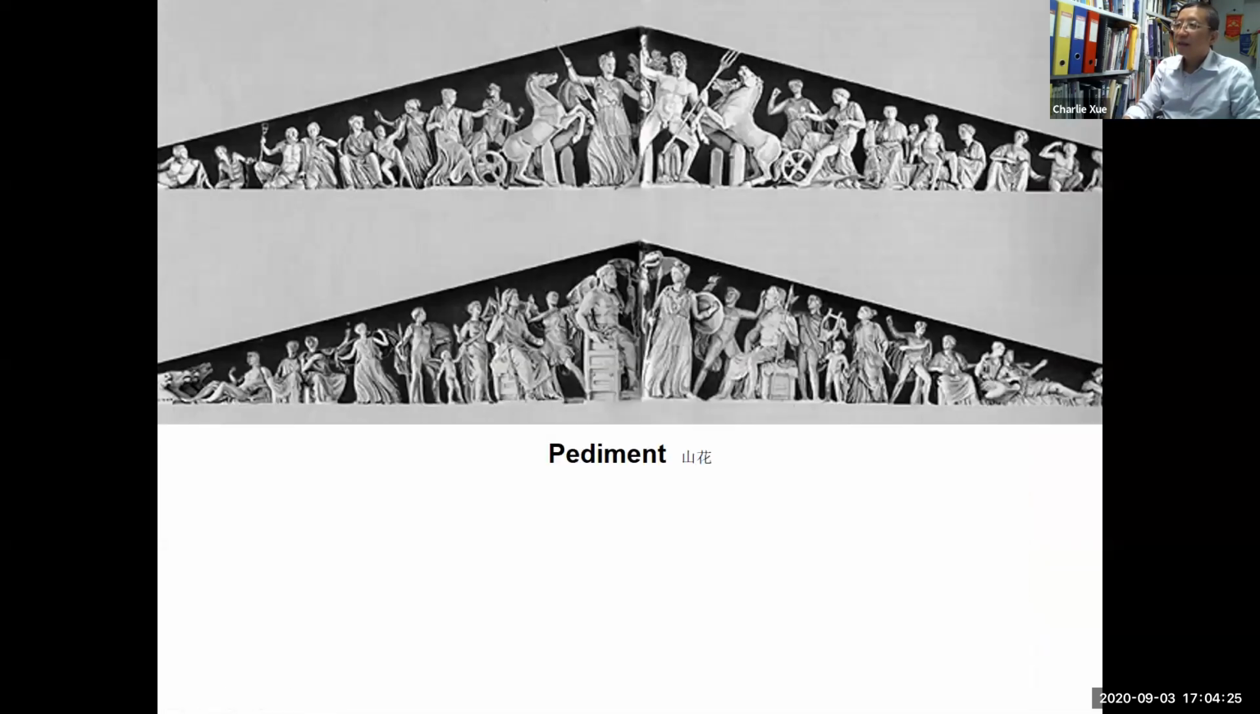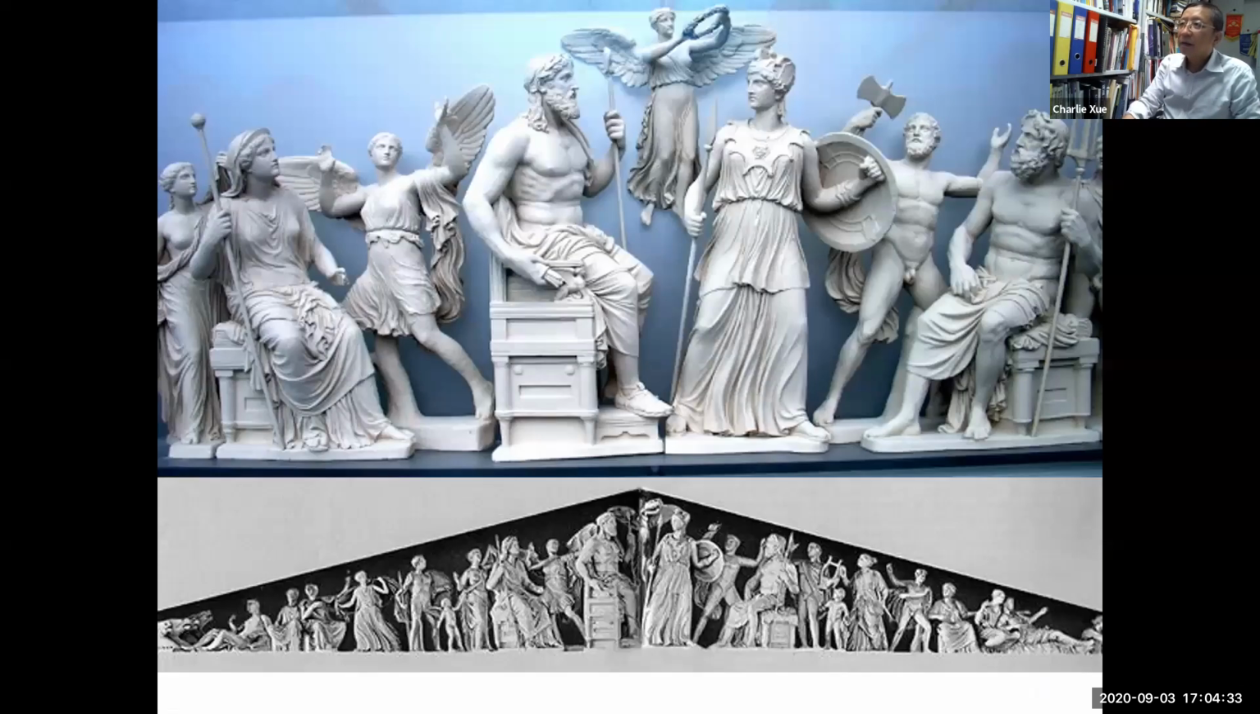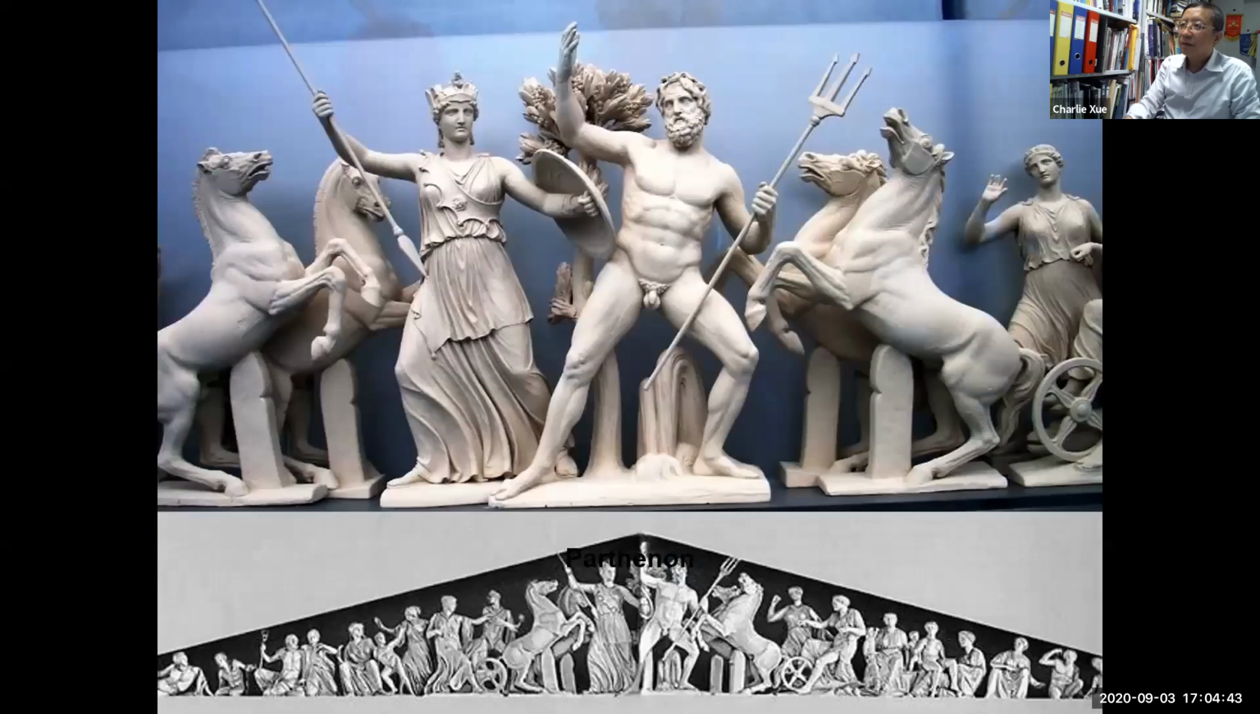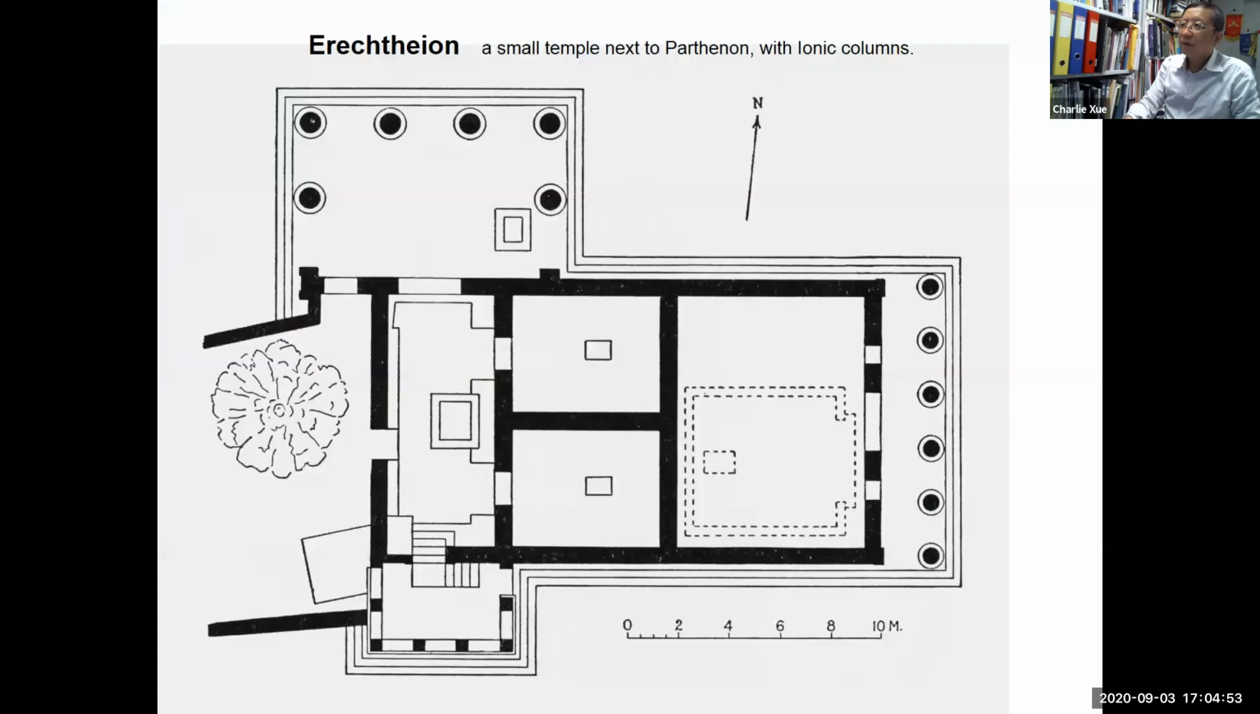So this is the pediment, the decoration in the pediment. The person is larger than one real person. These are put inside the museum. I think this is the later people will make those sculptures. This is in the pediment of the Parthenon temple.